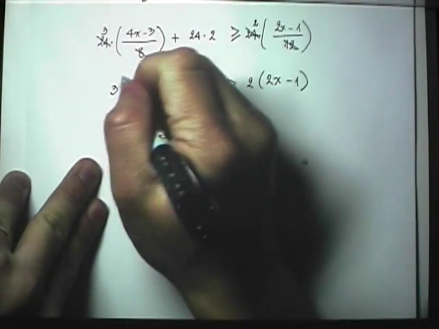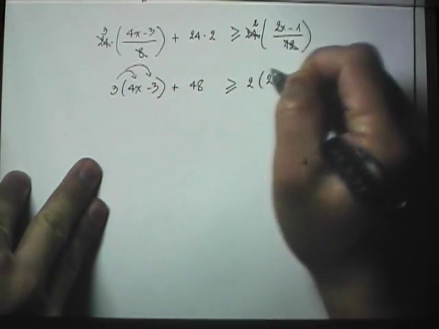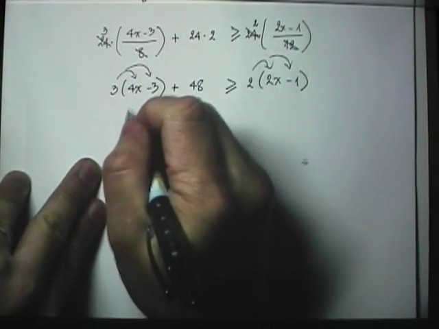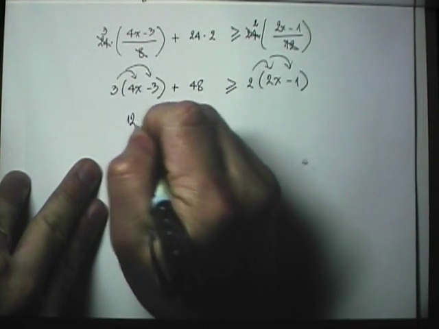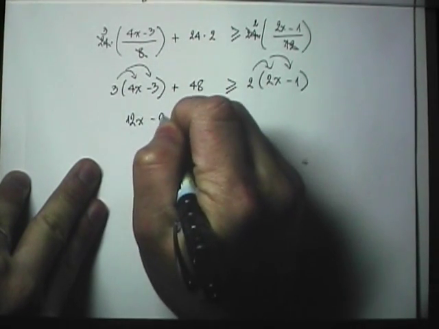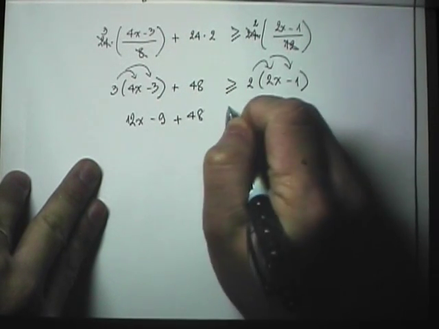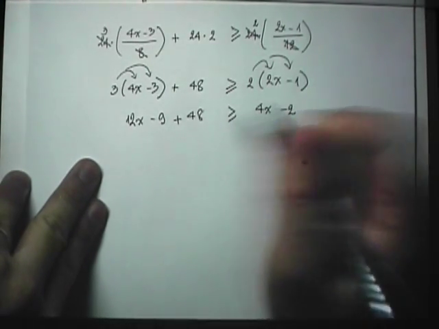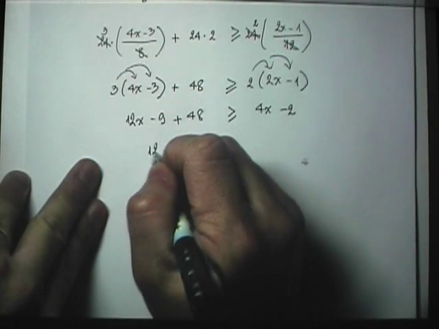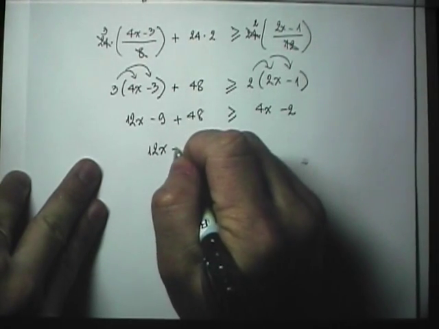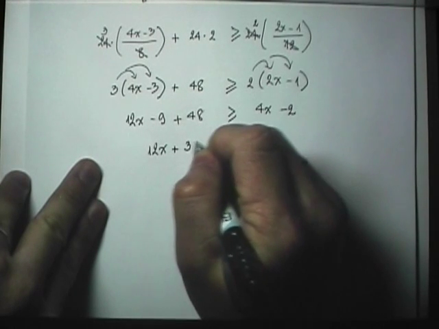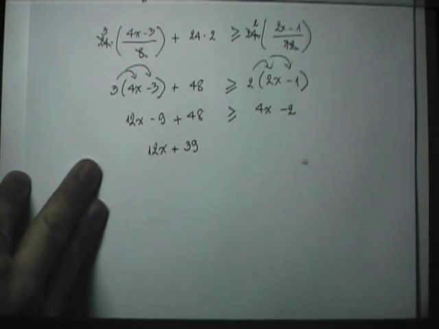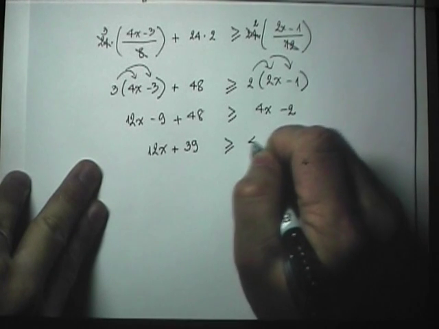Now we need to apply the distributive law to both sides. 3 times 4x gives me 12x minus 9 plus 48 greater than or equal to 4x minus 2. On the left hand side, combining like terms, I have 12x plus 39 greater than or equal to 4x minus 2.